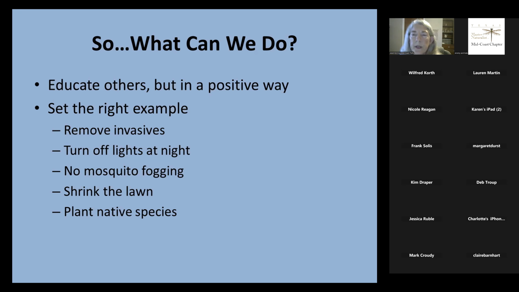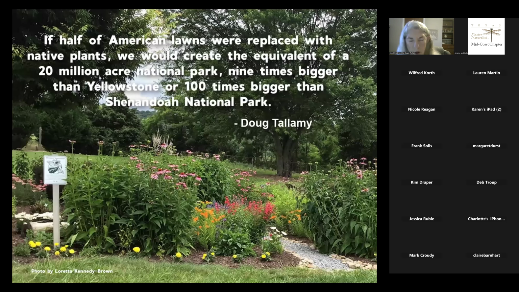We need to be shrinking our lawns and planting native species in the place of those lawns. So if half of American lawns were replaced with native plants, we would create the equivalent of a 20 million acre national park. This would be 9 times bigger than Yellowstone and 100 times bigger than Shenandoah National Park.